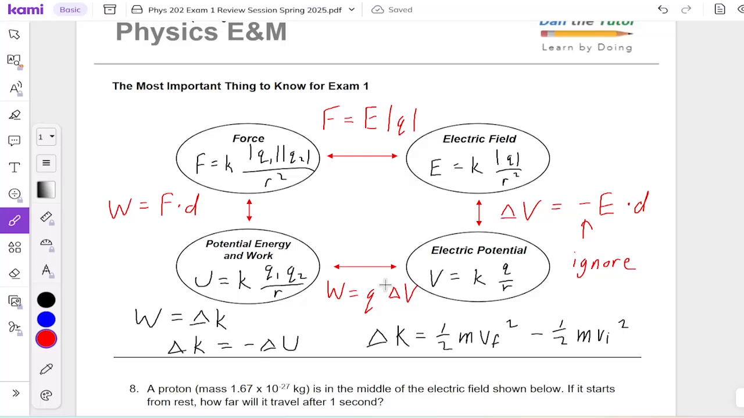Where did you get the delta K equals negative delta U equation from? Yeah, that's a really good question. I don't have a good answer for you. I just know that this is what works every time. And so I'm going to say trust me on this, even though it's not a good answer.